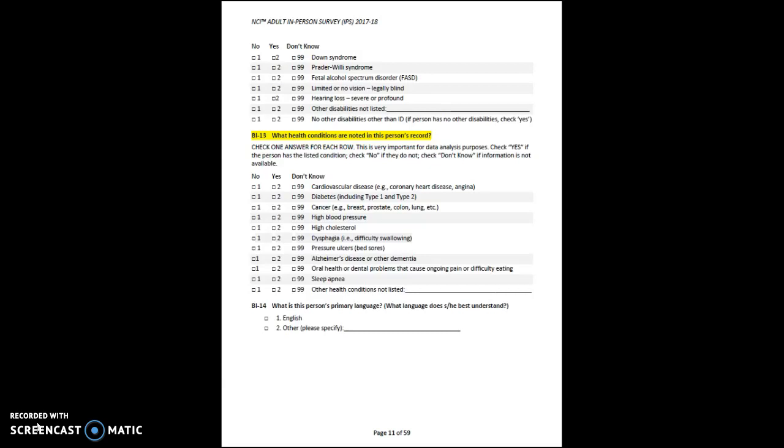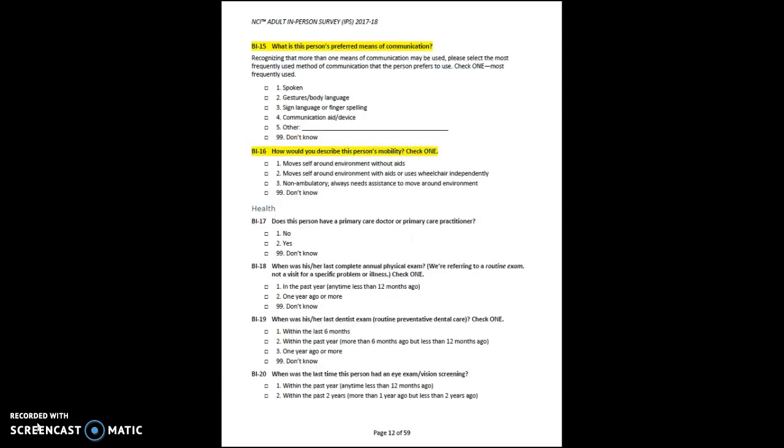We have some questions around communication. So what is the person's primary language? If it's not English, we would like you to specify. We also want to know the person's preferred means of communication. Now we know here that oftentimes people will use more than one type of communication style, and that's totally fine, but what we're really looking for here is what is the most used means of communication the person uses. And if you don't know the most used, perhaps what is the person's preferred means of communication.